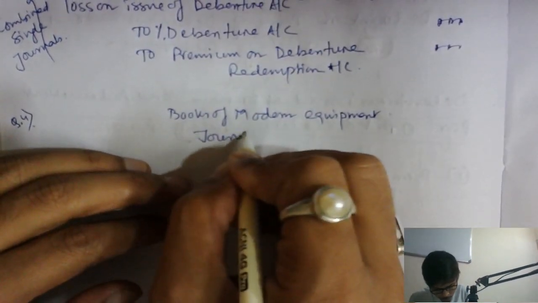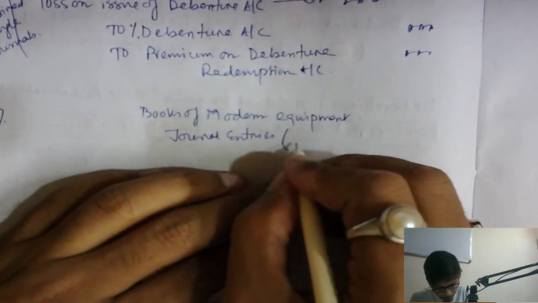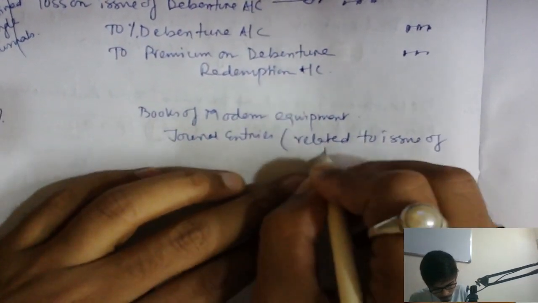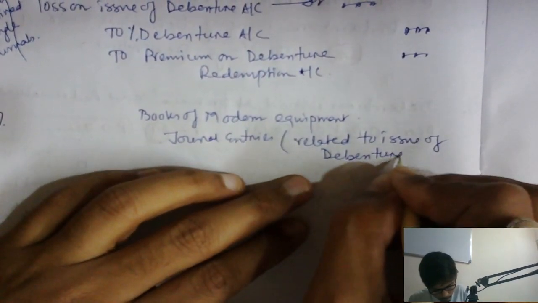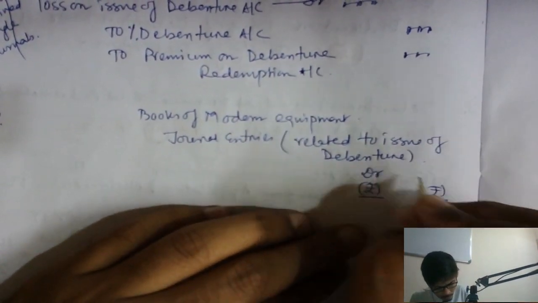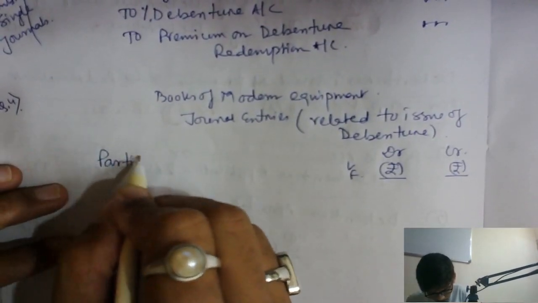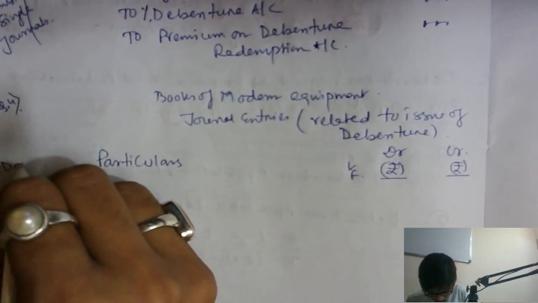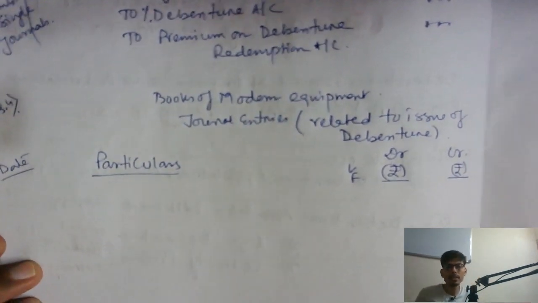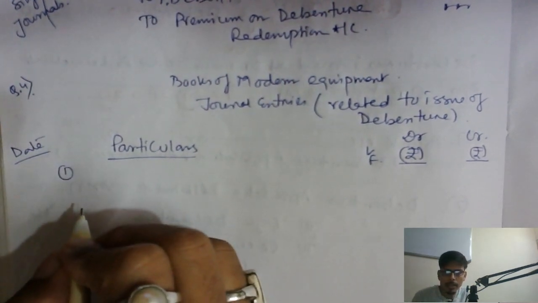In the journal entry we need to follow the format, and here in the bracket we can easily write related to the issue of debenture. Here we can write rupees, particulars, okay, date, particulars, ledger folio, debit, credit, rupees and rupees.